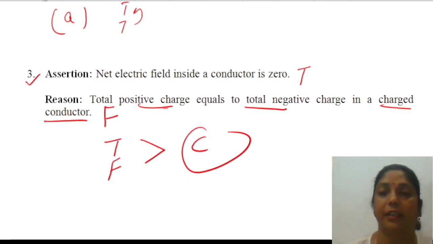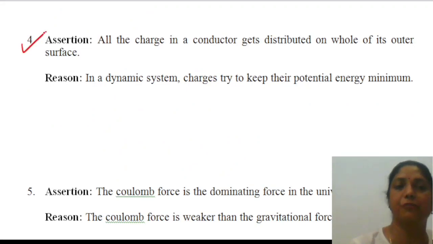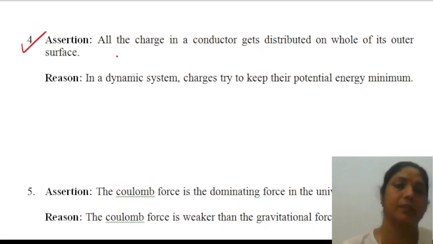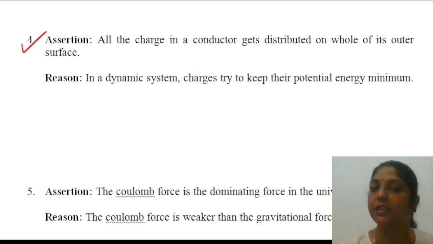Okay. Now after this, next question number 4. Question number 4 assertion: All the charge in a conductor gets distributed on whole of its outer surface. Is this statement true or false? Yes. All the charge in a conductor gets distributed on whole of its outer surface because inside the conductor net charge is 0. So if the conductor is charged, then where does that charge accumulate? It accumulates on the surface of the conductor. So this statement is true, right?